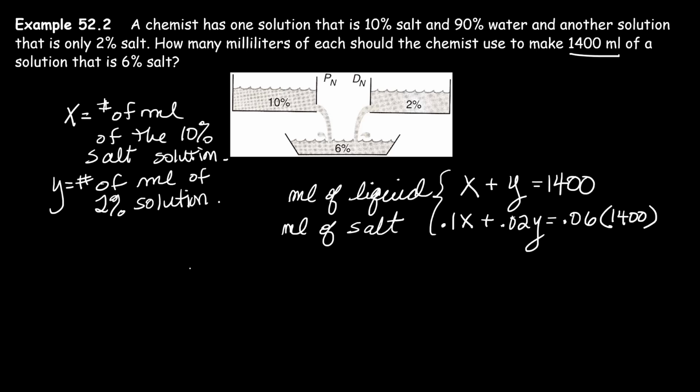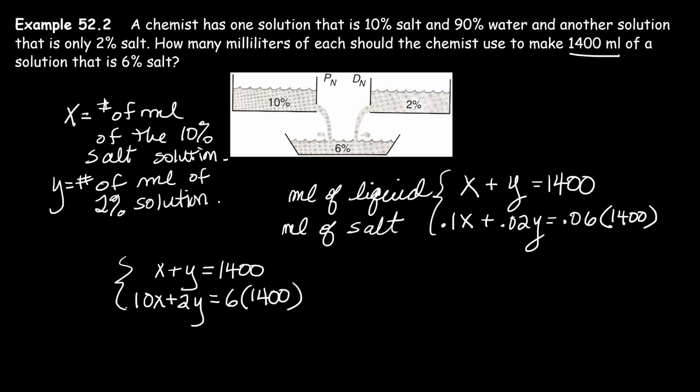All right, so again, I want to use elimination, but the first thing I need to do is write that second equation without all those decimals. So I'm going to rewrite the system here. X plus Y equals 1,400. And then I'm going to multiply that second equation through by 100 to get rid of the decimals. So I've got 0.1x. If I multiply that by 100, it's going to be 10x. And then 0.02 times 100 is just 2, so 2y. And then 0.06 times 100 is just 6, so 6 times 1,400. So now these are my two equations.